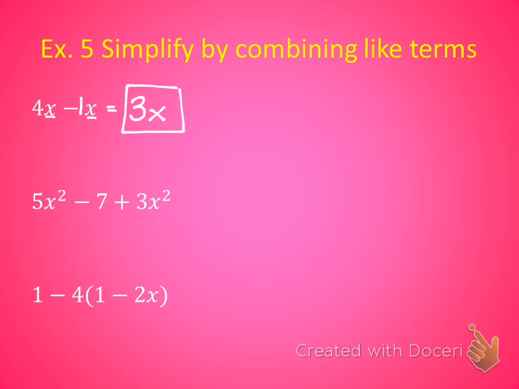Now let's look at this next problem. Let's locate. What are my like terms? Josh? Very good. 5x squared and 3x squared. You say, well, what about that negative 7? He doesn't have a like term. He's a loner. He's all by himself, okay? So what is 5x squared plus 3x squared? 8x squared. Exactly. Do you see?